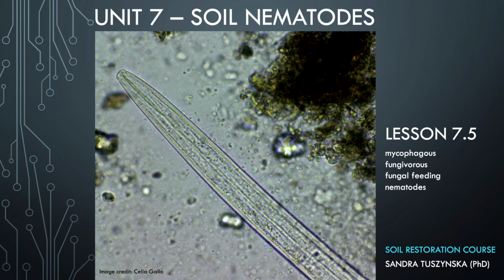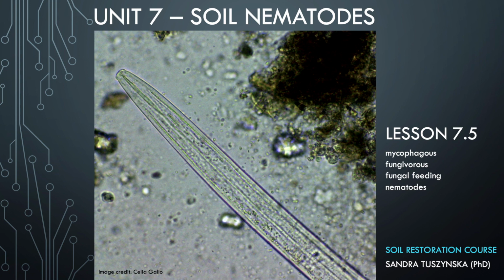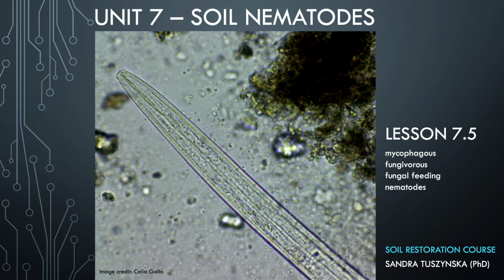This lesson is about mycophagous nematodes, which we also call fungivorous nematodes or fungal-feeding nematodes. This lesson is particularly about how these fungal-feeding nematodes interact with their fungal food source. We will also look at some studies proposing that fungal-feeding nematodes can be used against what we call plant disease, how the various fungi associated with plant disease can be controlled by the introduction of fungal feeding nematodes. Okay, let's begin lesson 7.5.